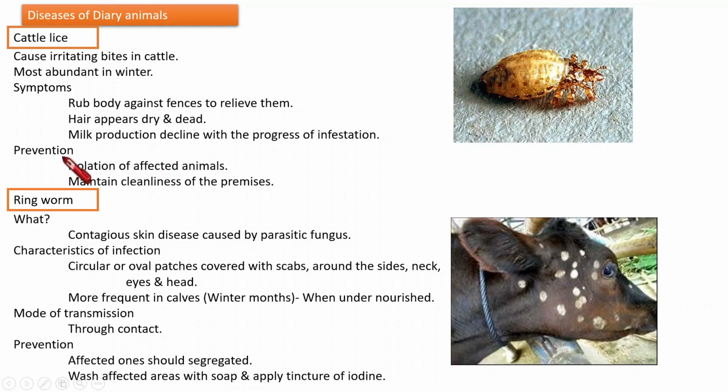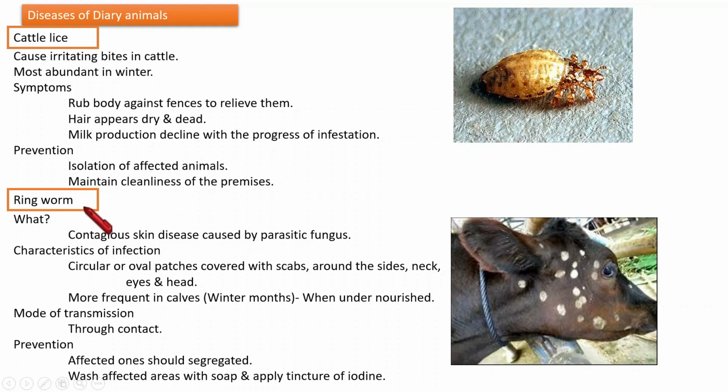Then what is the prevention? How can we prevent it? We need to isolate the affected animals, and also maintain the cleanliness of the premises. So that's about cattle lice: animals rub, hair becomes dried out, and milk production declines. So we need to isolate and maintain cleanliness.